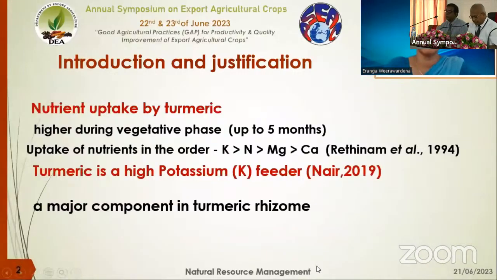According to previous research, nutrient uptake by turmeric is higher during the vegetative phase of development, and it has been revealed that uptake of nutrients is in the order potassium, nitrogen, magnesium, and calcium. So turmeric is a high potassium feeder. It is a major component of turmeric rhizome. Therefore, we must consider potassium application in turmeric cultivation in order to obtain better growth and a quality product.